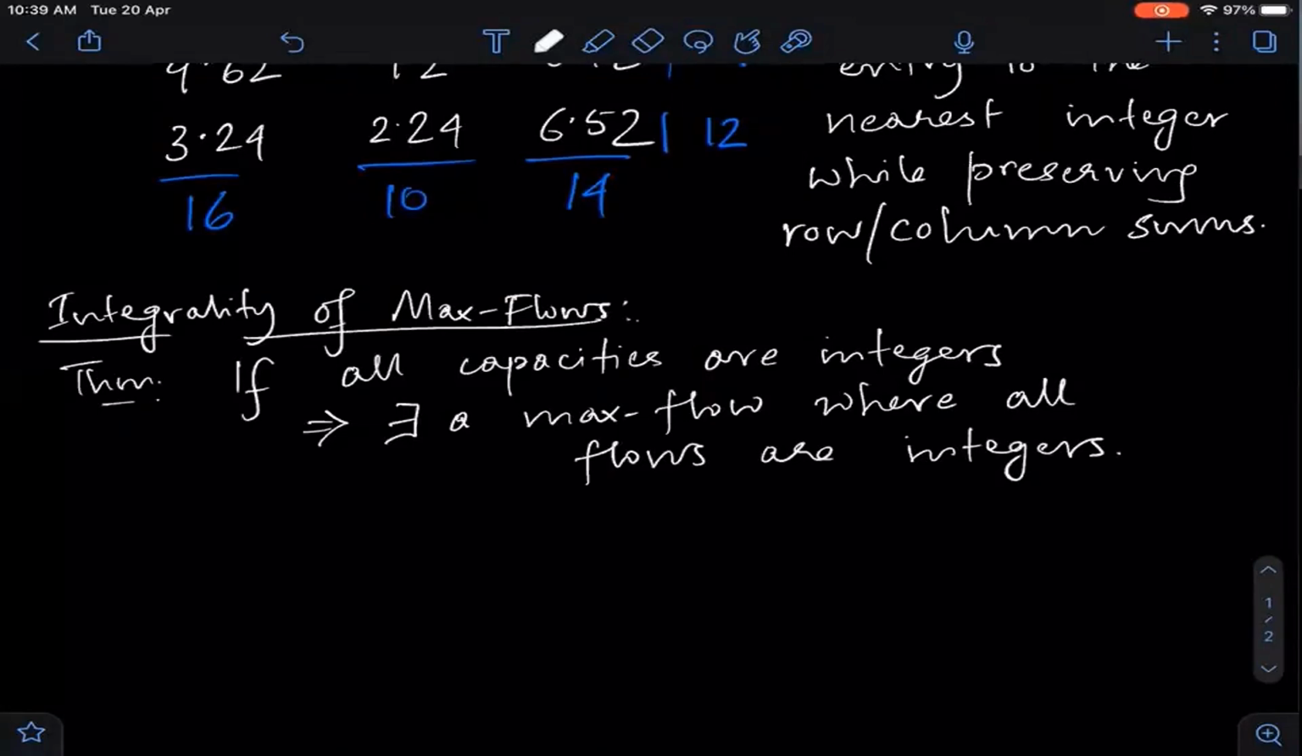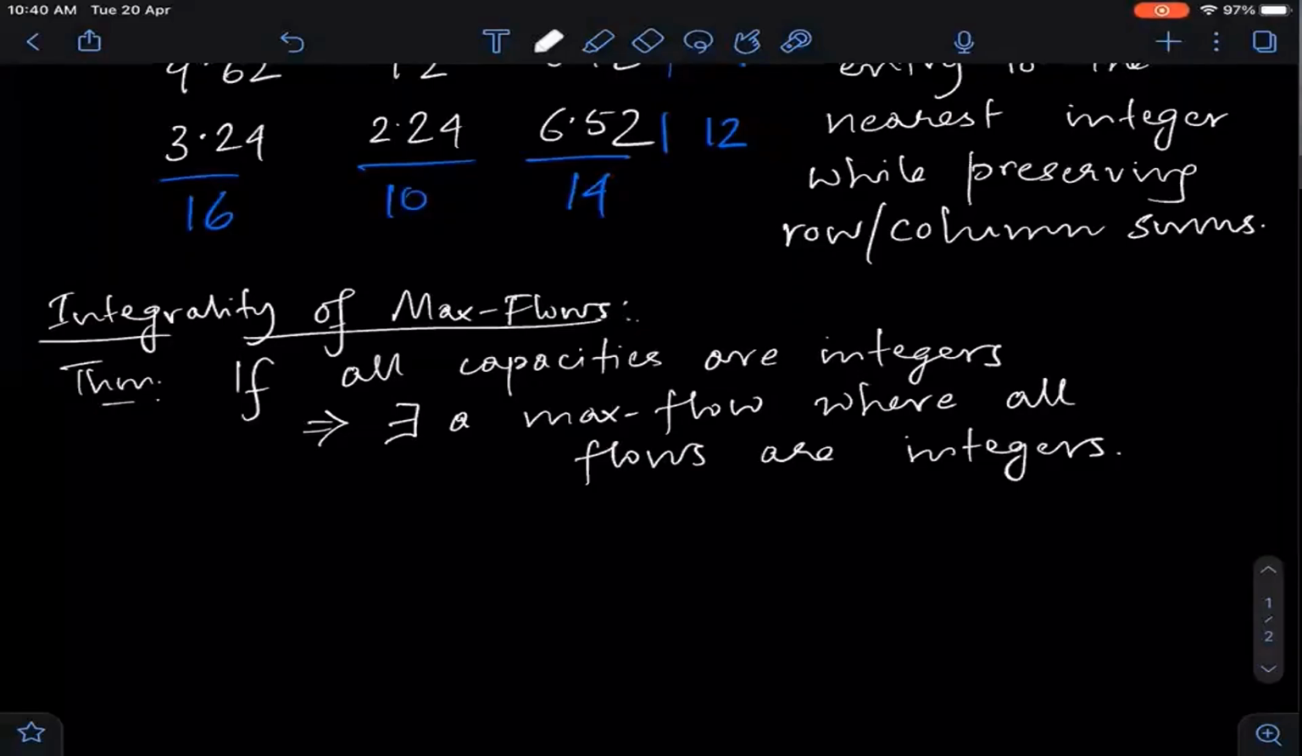So all the capacities are integral. Then I claim that there is one maximum flow in this network which is also integer, in the sense that every edge will have an integral flow. Okay. So why do you think this? How can we claim this? So can anyone tell me why should this be the case?